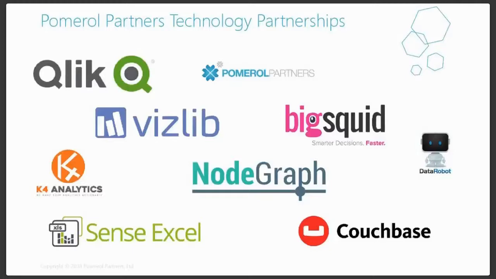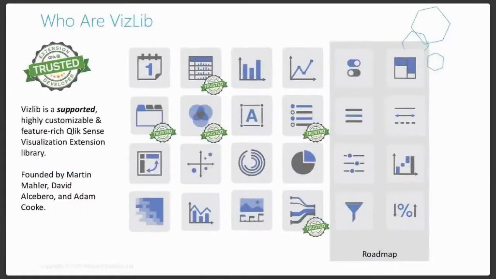K4 Analytics, which is a business process suite, so doing things like budgeting and forecasting inside of an extension inside of Qlik. Node Graph, which is great for data lineage inside of your Qlik applications. Sense Excel, which does standardized reporting. Couchbase, which is a NoSQL platform, very good for Internet of Things and other reasons why you might want to do NoSQL, because there's not necessarily a schema attached to anything. So it's very, very flexible. And then we partner with a lot of ETL engines and other tools as well. Qlik is really the center of our universe.